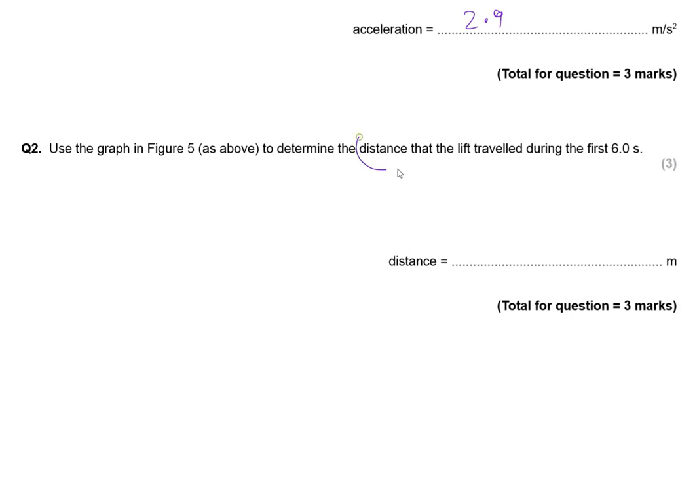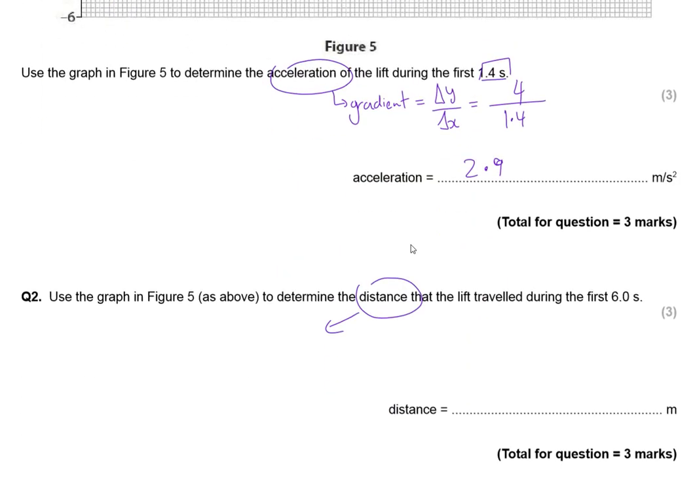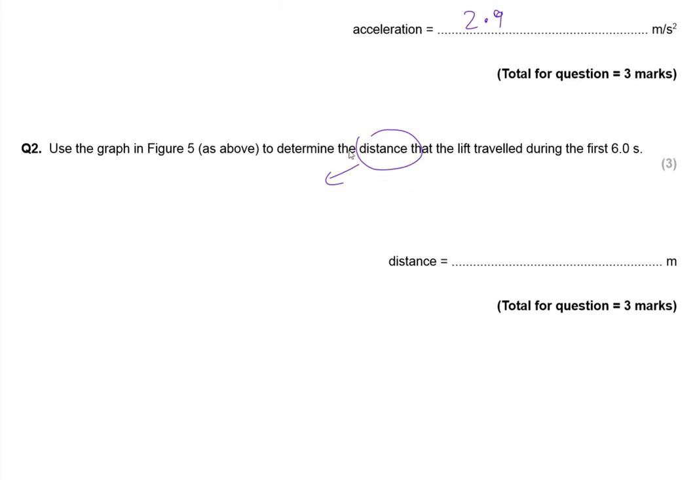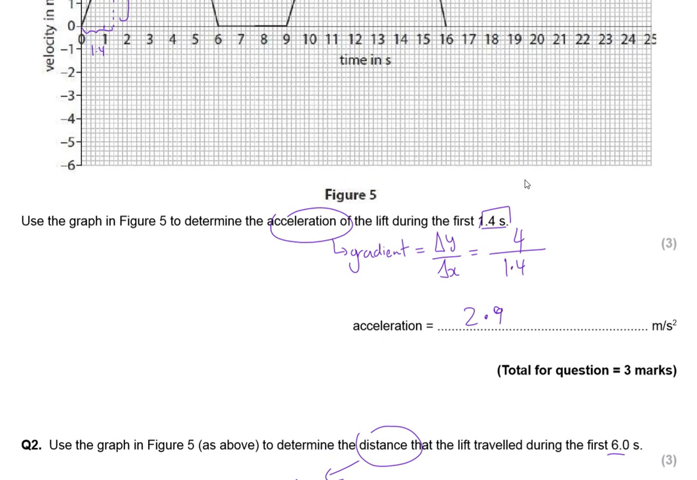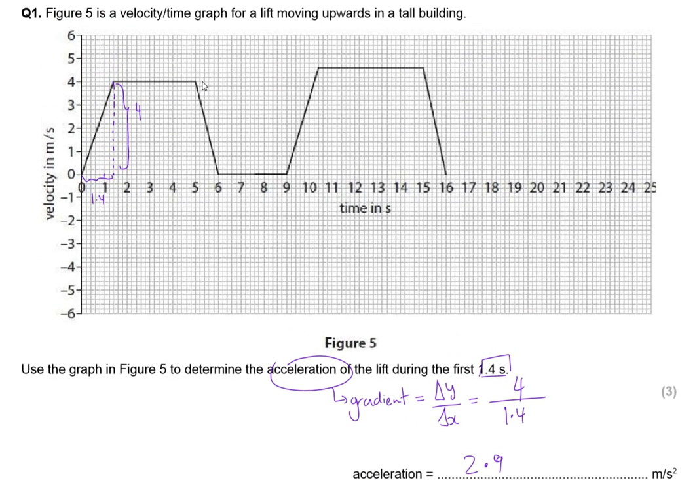Now next we have the distance. How do we find the distance from a velocity time graph? The distance is given by the area under the graph, or under the line. For the first 6 seconds, the first 6 seconds is the whole shape here. The whole shape is 6 seconds.